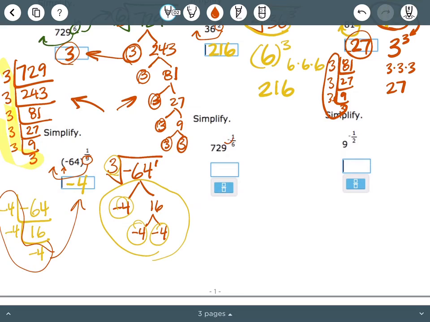So just one more added feature. When I see a negative in front of my exponent, remember that negative exponents create a fraction. So I'm going to have 1 over 729 to the 1/6 power. It doesn't change this fraction because the fraction doesn't create a fraction, which is kind of strange. But the fraction doesn't create a fraction. The negative sends the 729 to the bottom of a fraction.